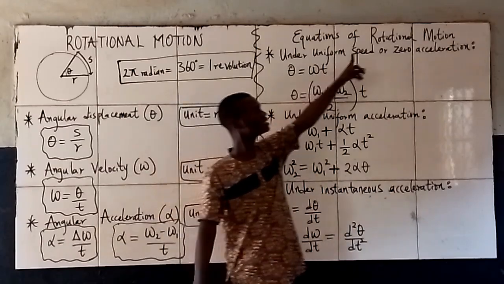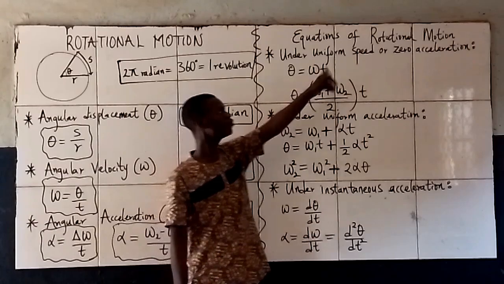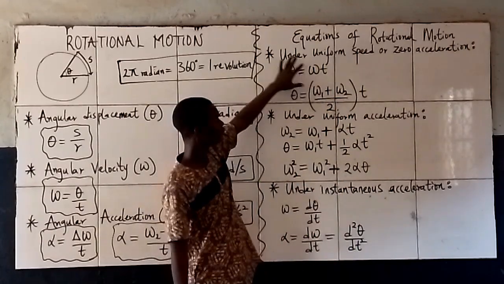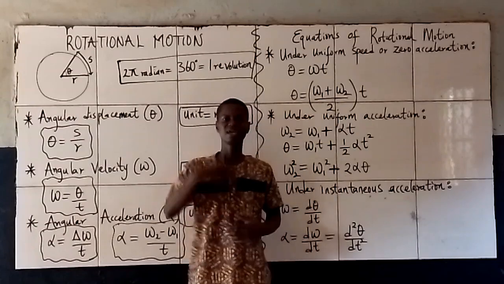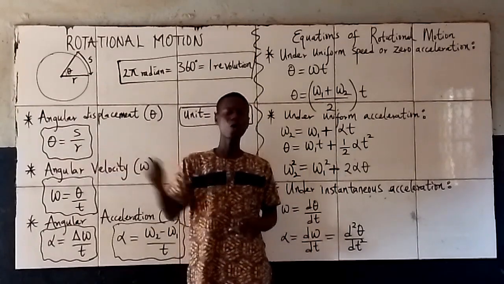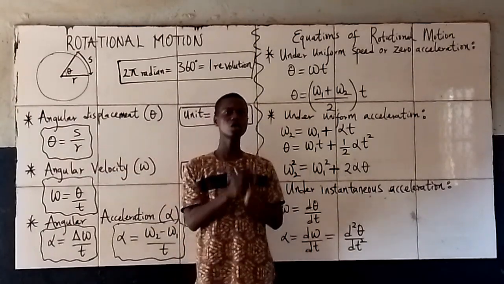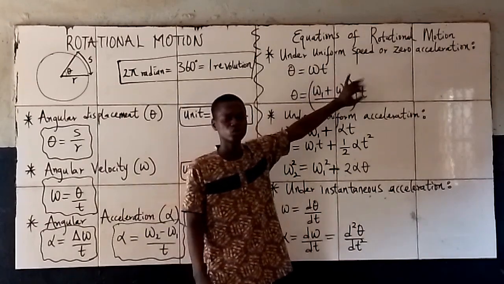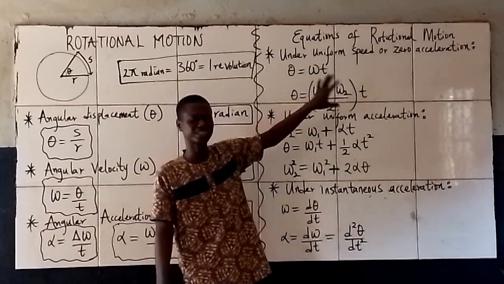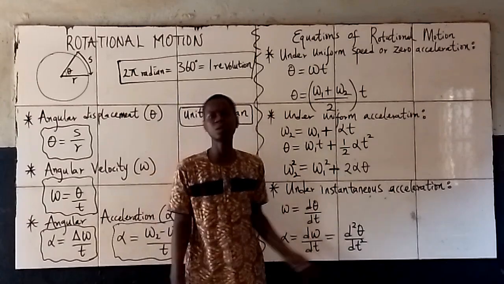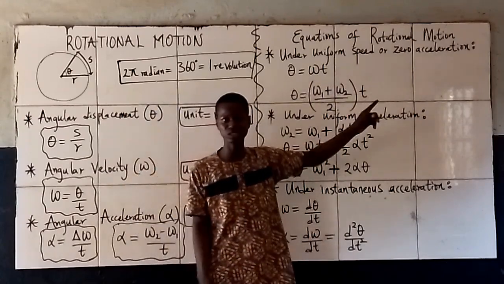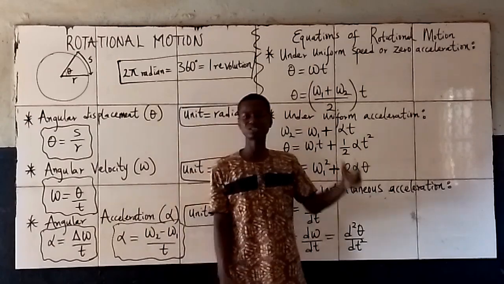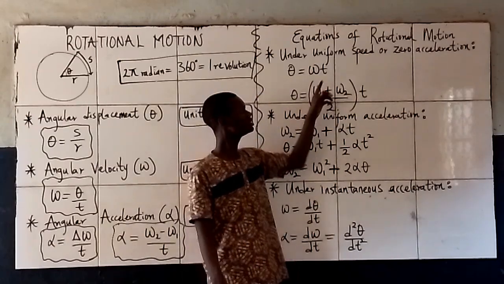So if that is the case, for a uniform speed scenario or a zero acceleration scenario, these are the formulas you make use of. So if they said a body is rotating under uniform speed, or a body is rotating under zero acceleration, these formulas should be what comes to your mind, because these are the ones that are going to be relevant. Now the first formula is theta equals omega t. Theta is angular displacement. It will be equal to angular velocity times the time.